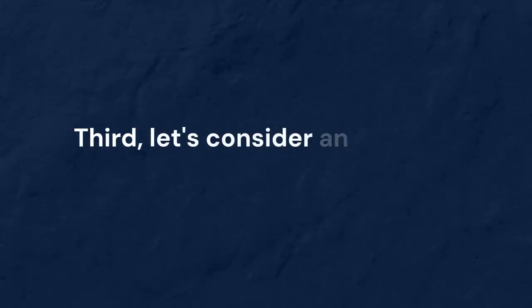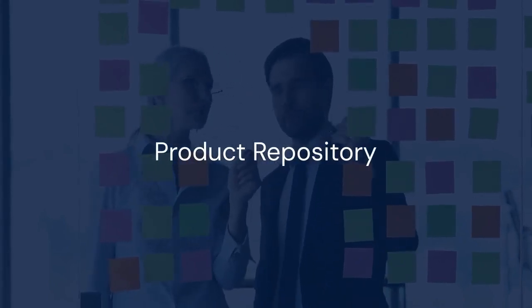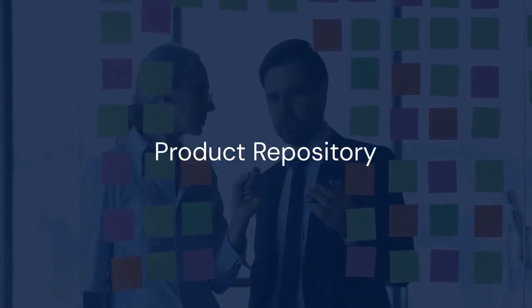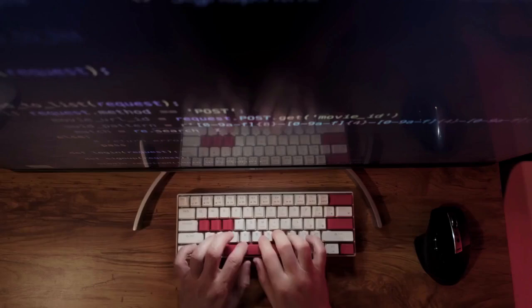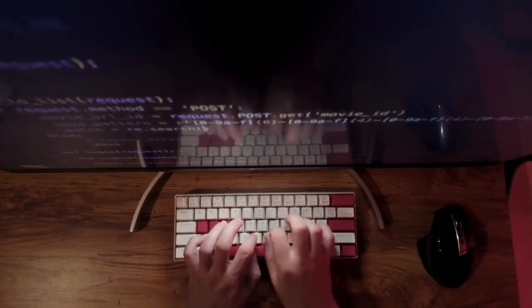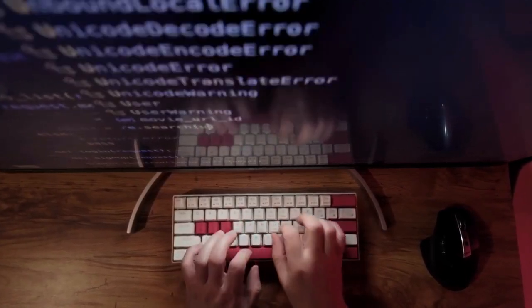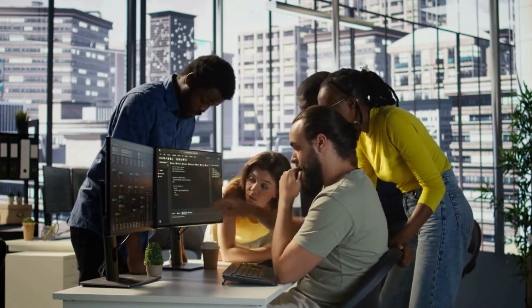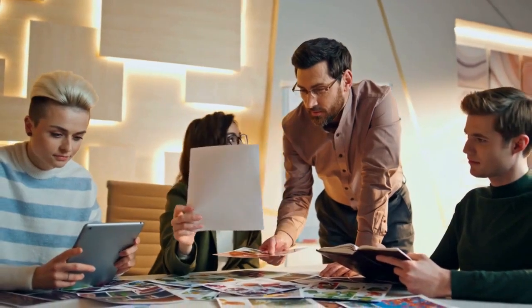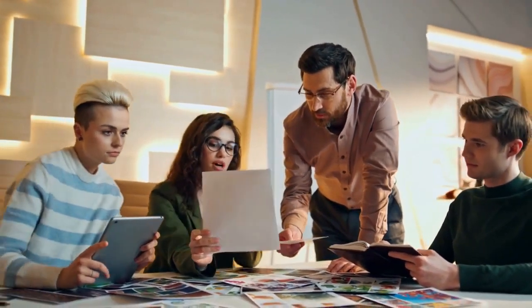Third, let's consider an example using Moq. Suppose you have a product repository that uses the DbContext. The product repository retrieves products from the database. You can create a mock DbContext and a mock DbSet of Product. Then, set up the mock DbSet to return a list of products. You can inject this mock DbContext into your product repository.